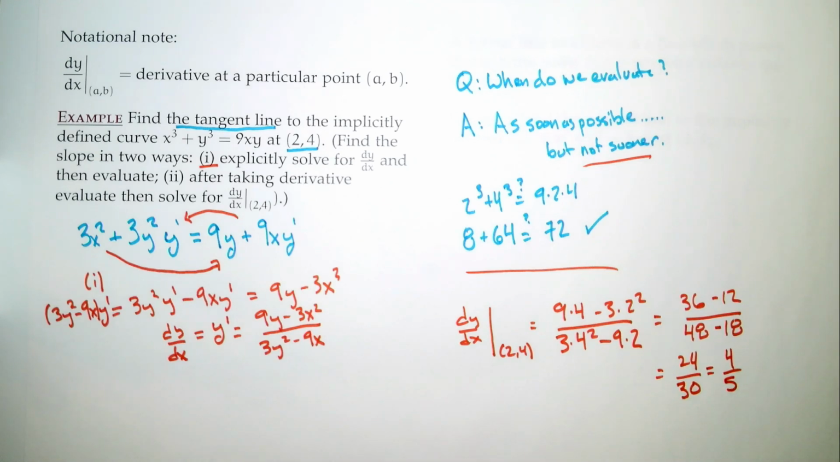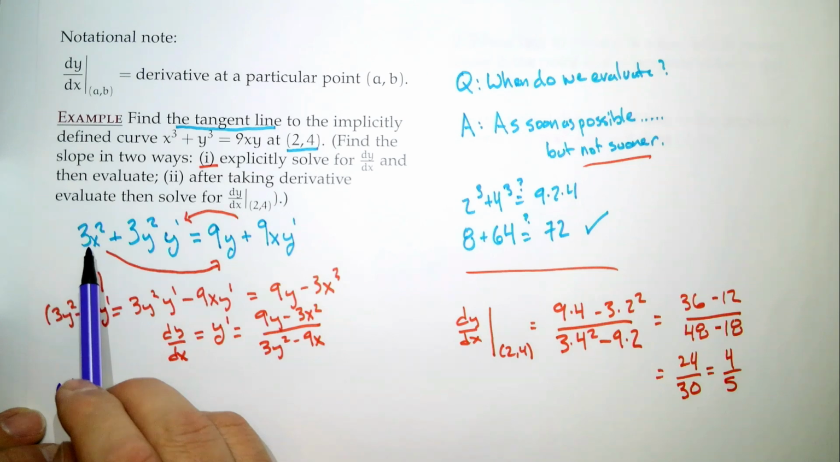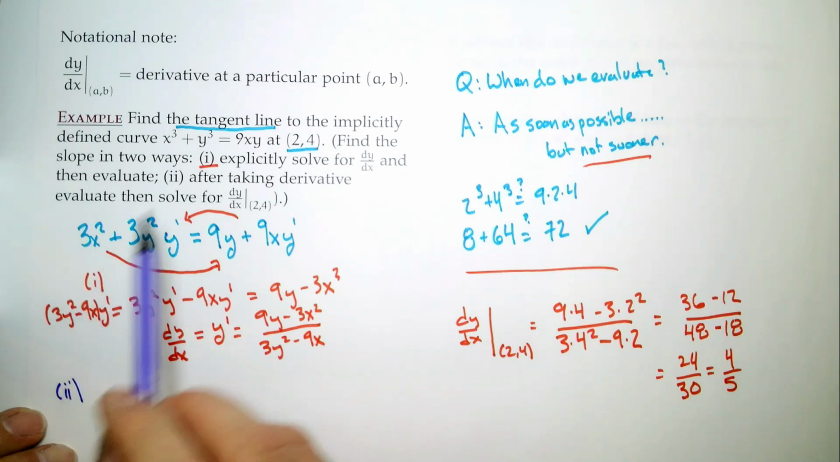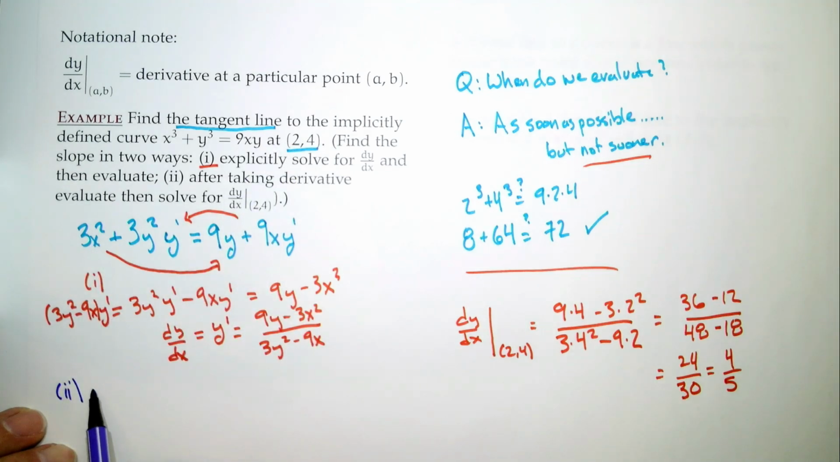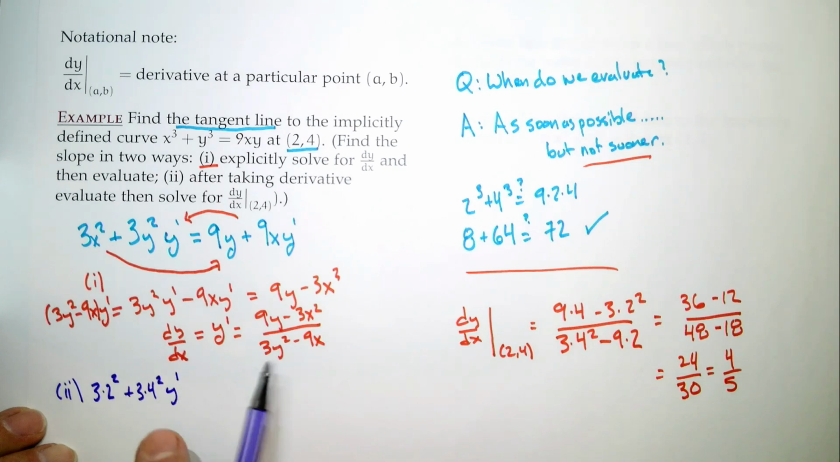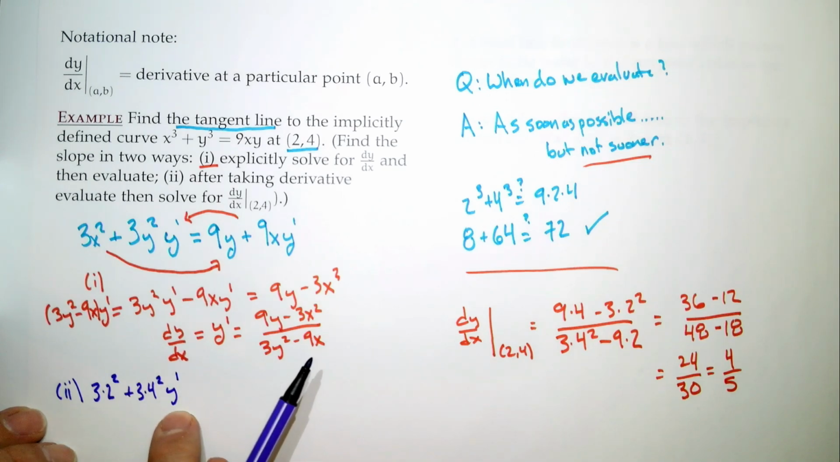All right, now that was option 1. Option 2 says, actually before you start solving, let's evaluate. So we took the derivative, and now before we do anything else, we're going to plug in numbers. So we're going to get 3 times 2 squared, plus 3 times 4 squared y prime. And I really should say this is y prime evaluated at the point, but for notation, we won't do that.